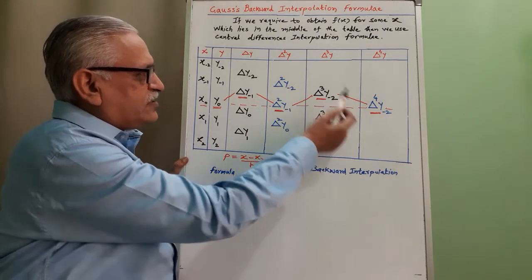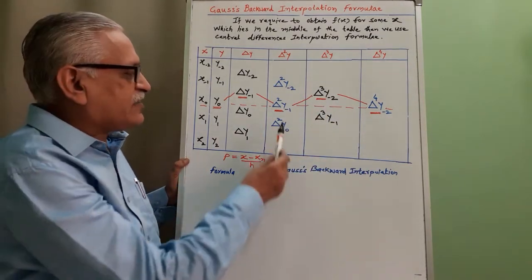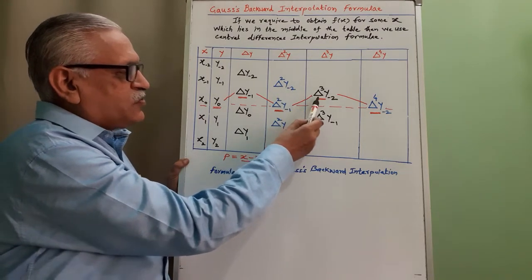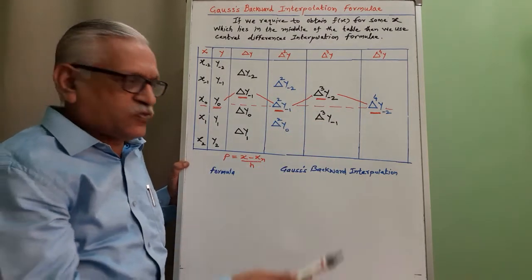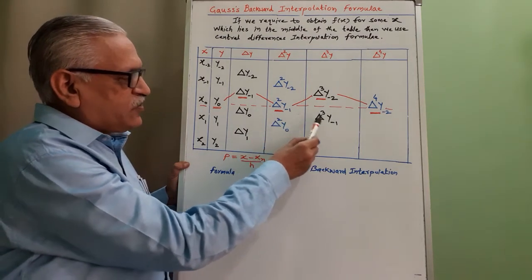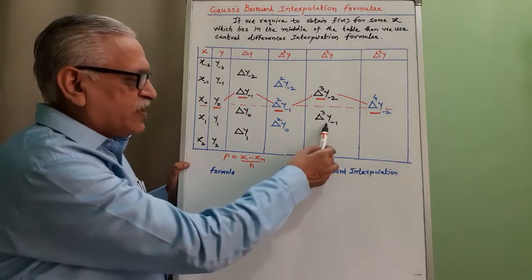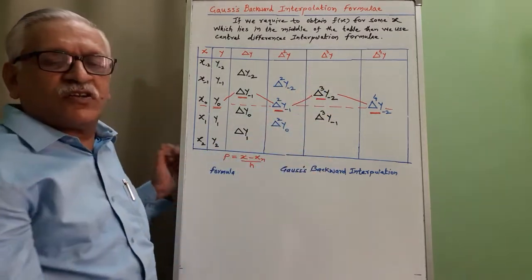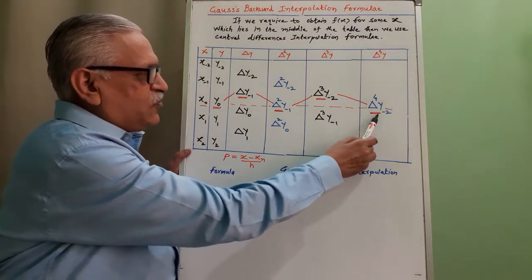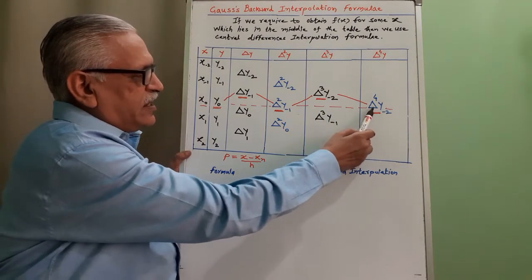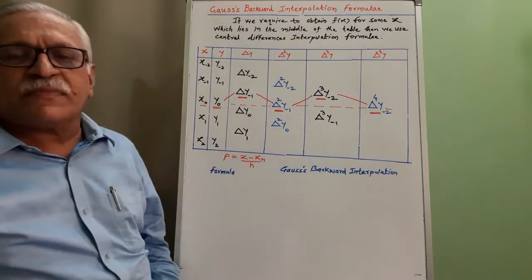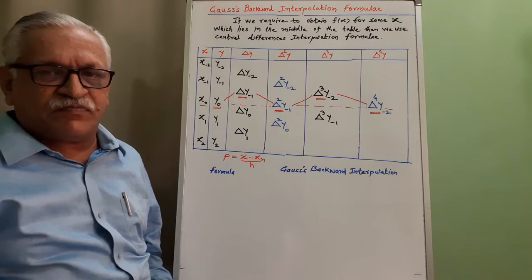Taking differences of that, we get third order differences: del square y minus 1 minus del square y minus 2 as del cube y minus 2, and del square y0 minus del square y minus 1 as del cube y minus 1. These are the third order forward differences. Differences of it, we get fourth order as del raised to 4 y minus 2. This table is called the forward difference table.